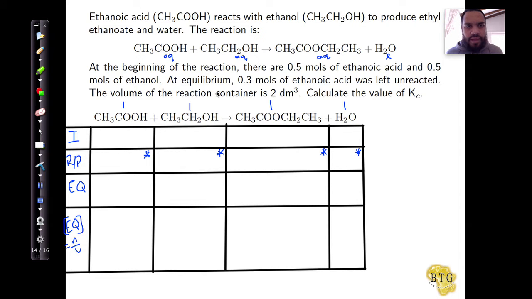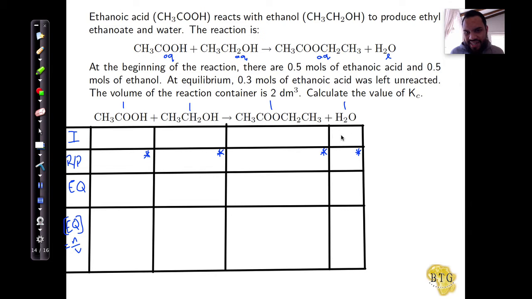Okay, so let's read the question carefully. It says, at the beginning of the reaction, there are 0.5 moles of ethanoic acid and 0.5 moles of ethanol. So this is my ethanoic acid, and this is my ethanol because you see the OH, or functional group, hydroxyl functional group. Okay, and on this side it gives me ethyl ethanoate plus water.